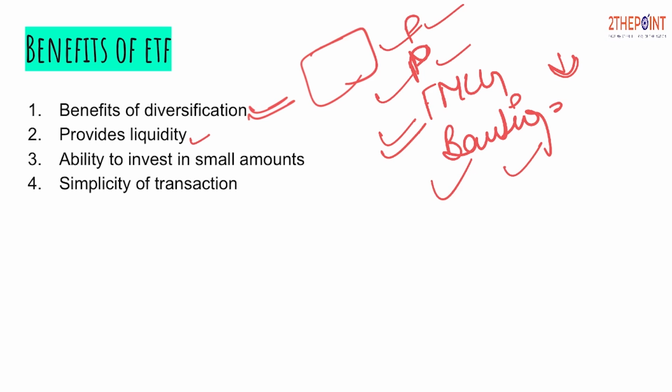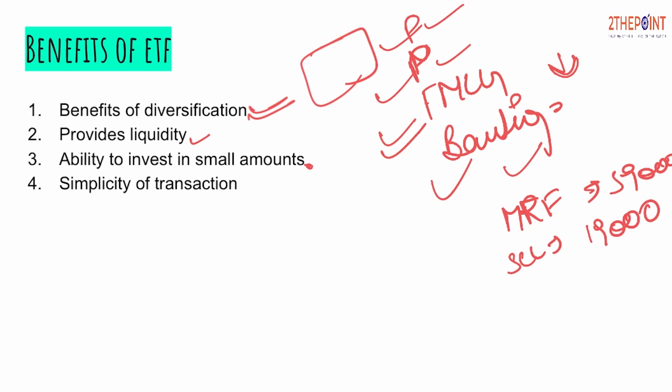It provides you the ability to invest in small amounts. So there are certain stocks that are very expensive and you need a really huge chunk of money to buy the shares of that company. For an example, MRF. So one stock of MRF is somewhere trading around 59,000 right now. There is Shree Cement Limited. Their stock is somewhere around 19,000. So to buy one share of SCL or MRF, you need around 59,000 rupees.